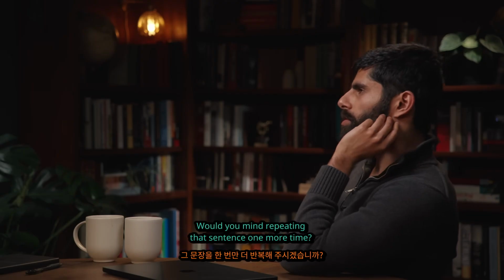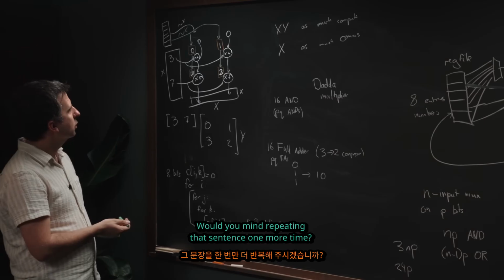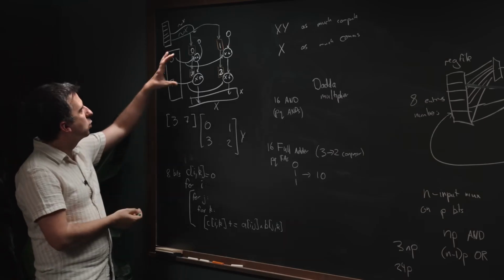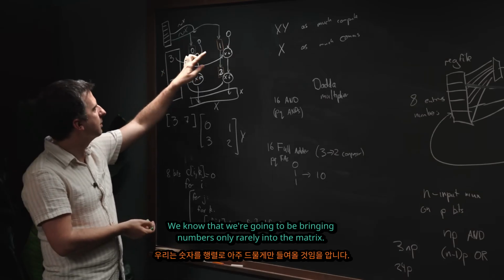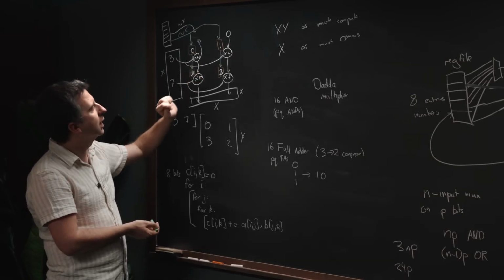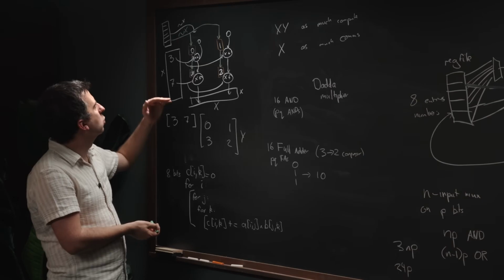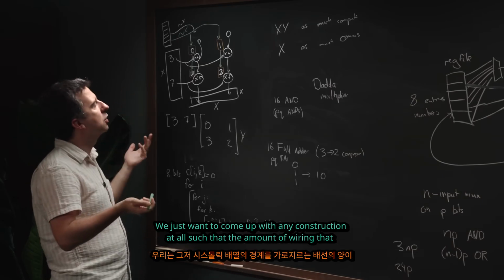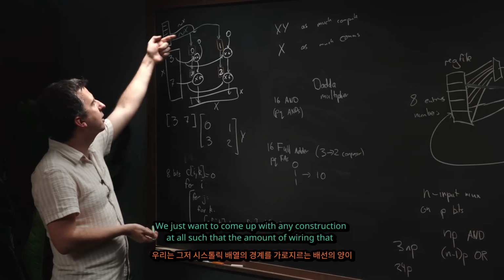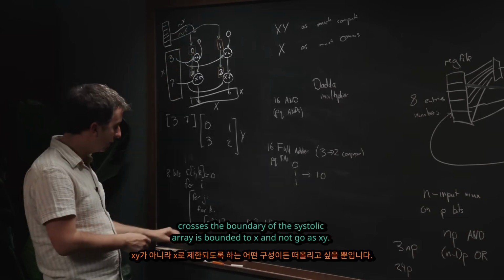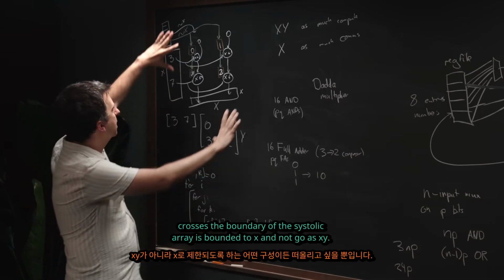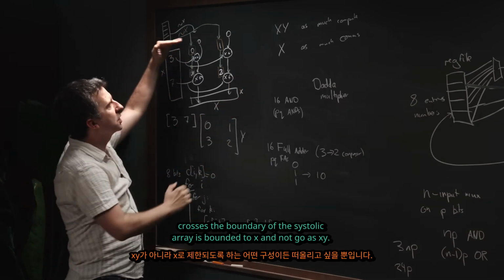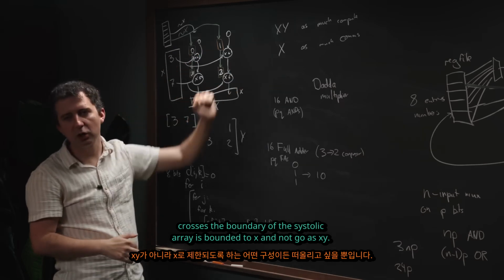Would you mind repeating that sentence one more time? So we know that we're going to be bringing in numbers only rarely into the matrix. And so we just want to come up with any construction at all such that the amount of wiring that crosses this boundary of the systolic array, like this boundary right here, we just want to keep that bounded to X and not go as XY.